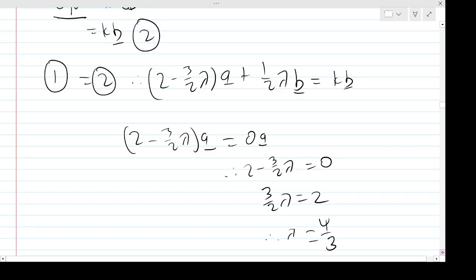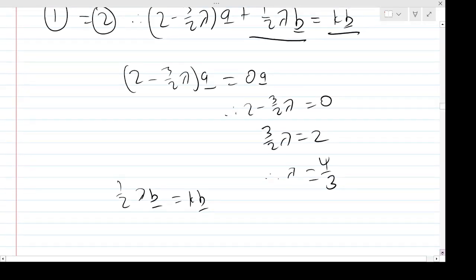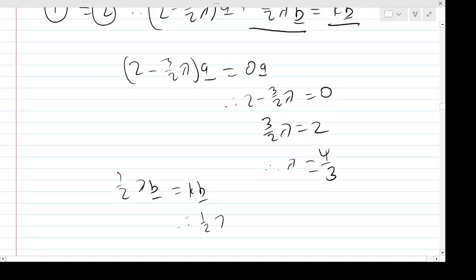So there's my lambda then. I can also then find K, if I wanted to. If I compare the B coefficient, I could say a half lambda B is KB, so the B parts are also the same. So half of lambda equals K, but I know what lambda is. K then is going to be half lots of lambda, which is 4/3.